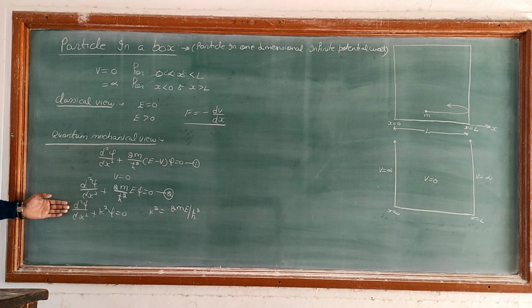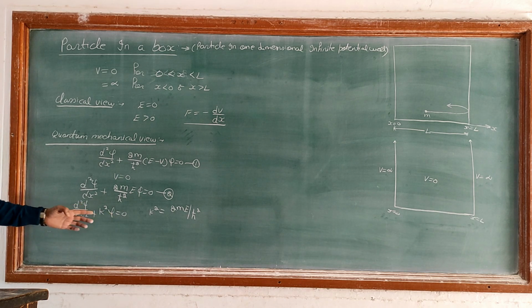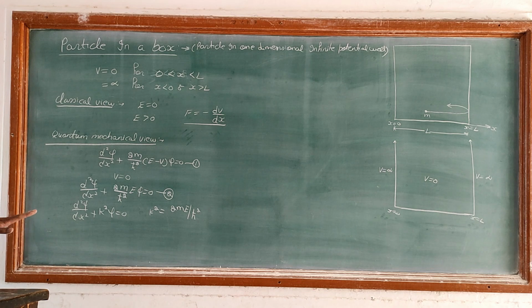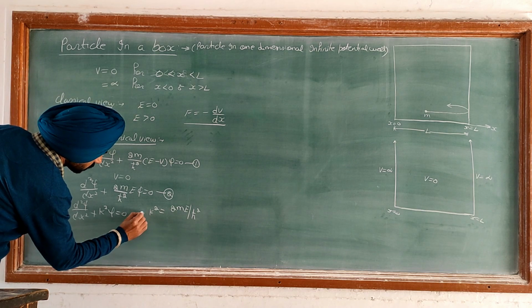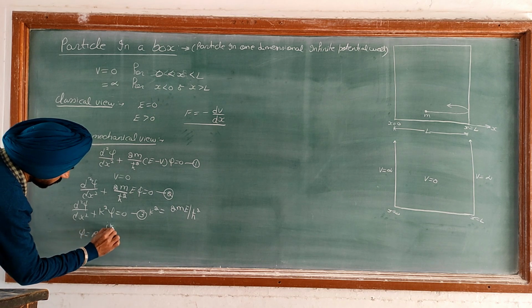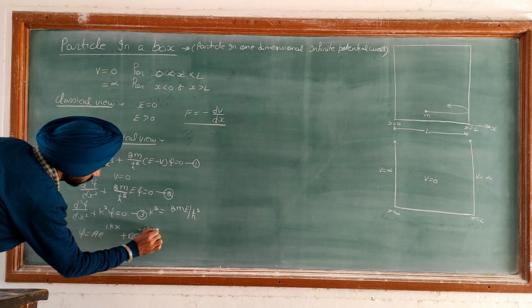Now this is like a mathematical second order differential equation, d²y/dx² + k²y = 0. In mathematics we have y, here it is psi. What is psi? Psi is the wave function of the particle. In this article we will find out the wave function and the energy of the particle with the help of the boundary conditions. Now the solution of this equation, let it be equation number 3, is ψ = A e^(ikx) + B e^(−ikx).